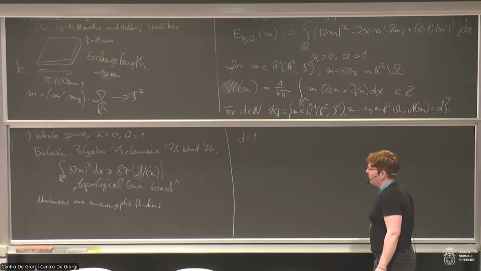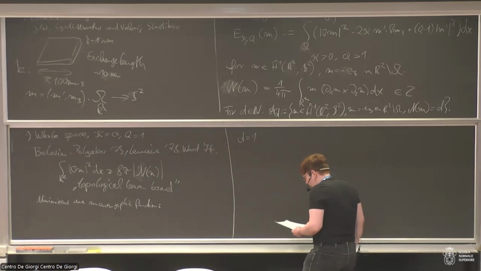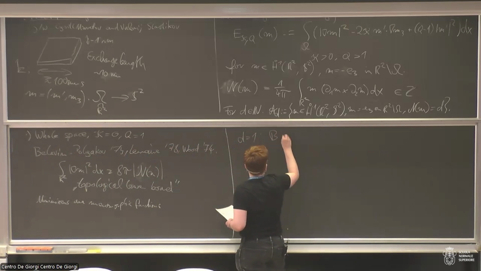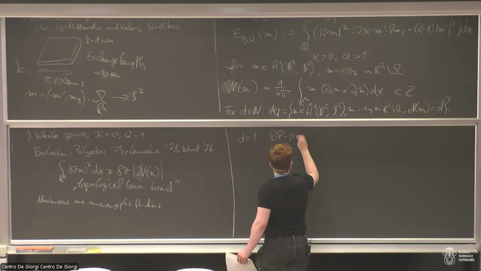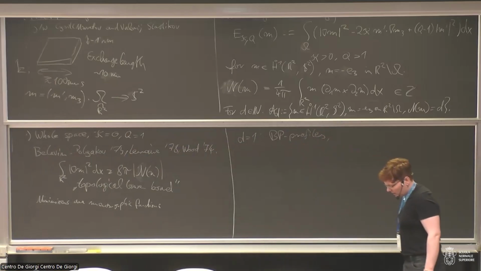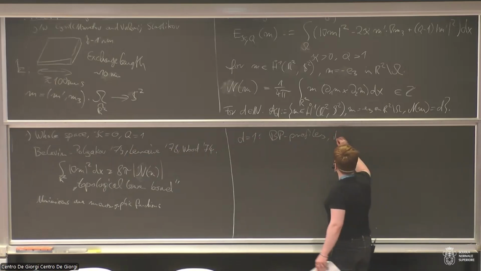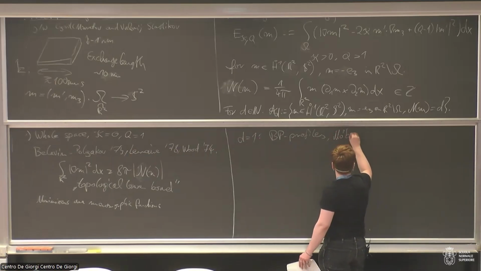For d equal 1, I'm going to write them all down for you because those are somehow our main building blocks. We like to call them BP profiles, Belavin-Polyakov profiles. The mathematically minded people among you might be more likely to call those Möbius transformations.